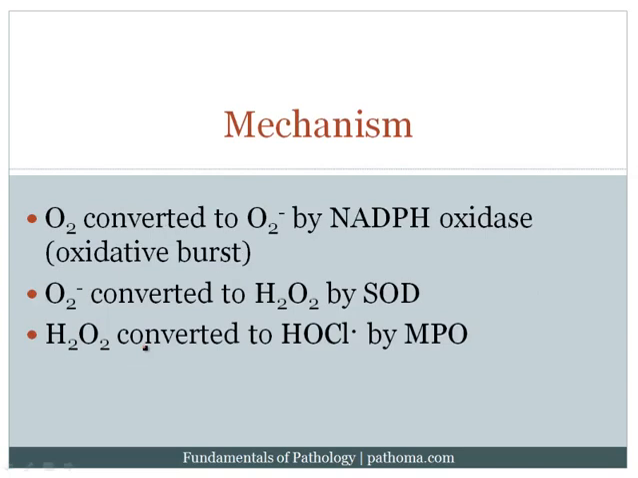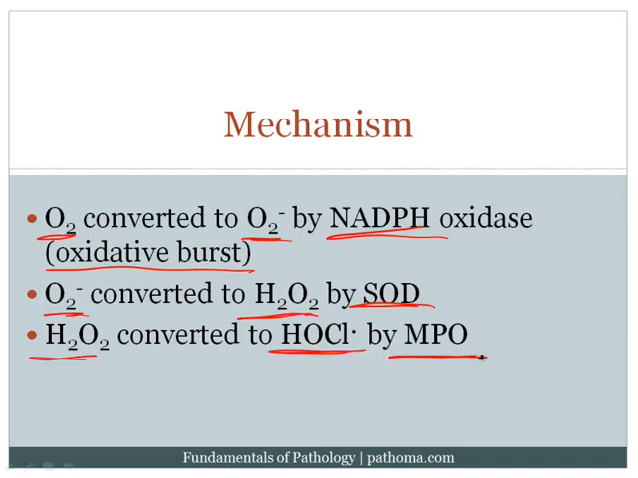Now, what's the mechanism? I've already gone through this, but let's read through it one more time. Oxygen is converted to superoxide by NADPH oxidase. That's also called the oxidative burst, by the way. Superoxide is quickly converted to hydrogen peroxide by superoxide dismutase, and then hydrogen peroxide is converted to HOCl, or bleach, by myeloperoxidase. So all of these enzymes are high yield.